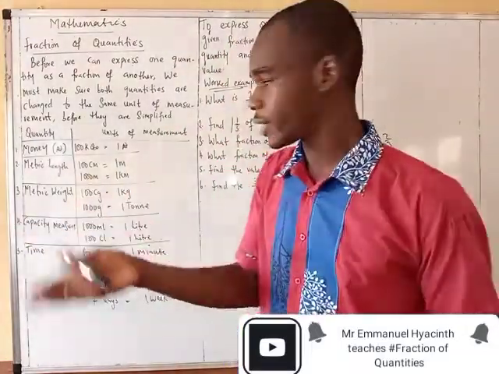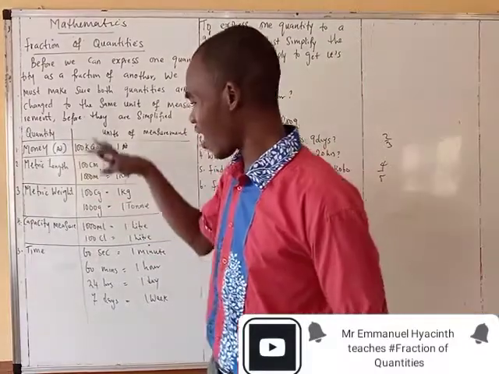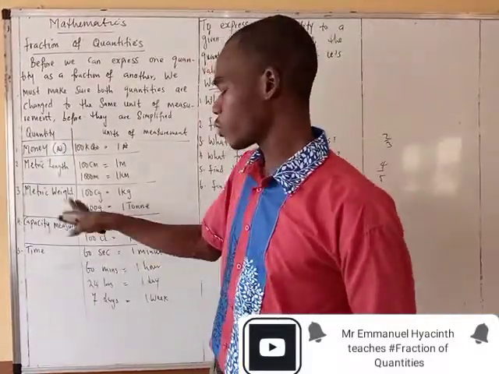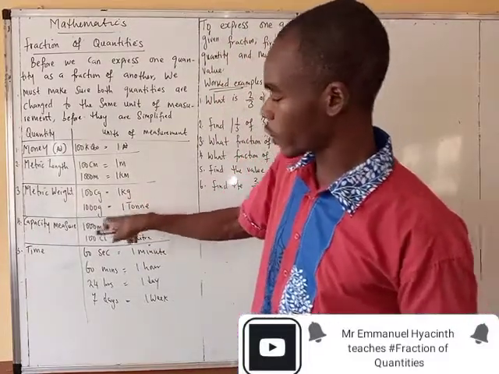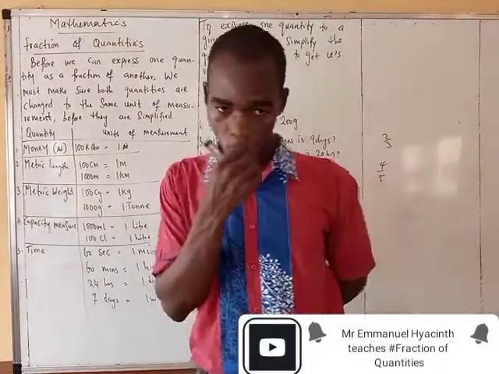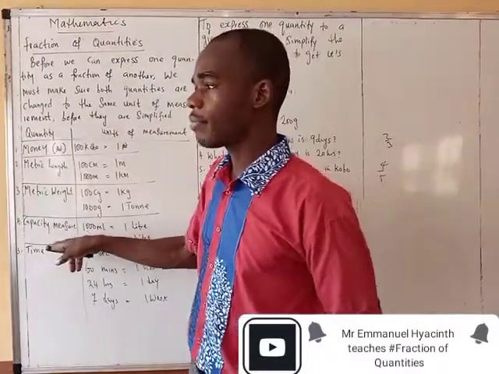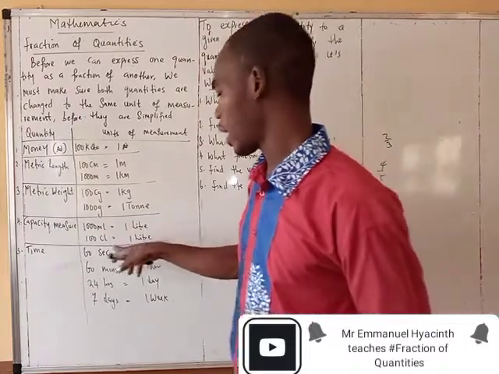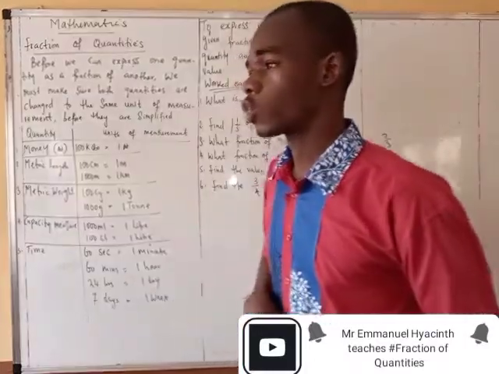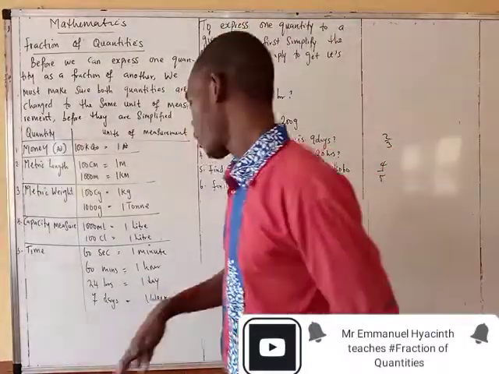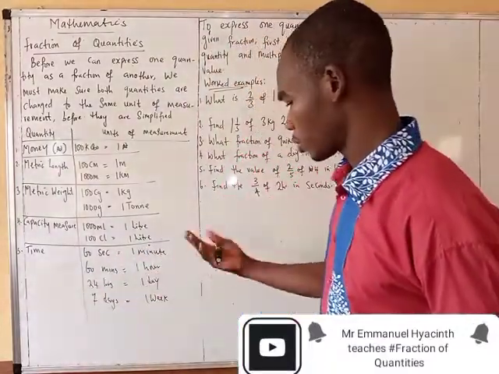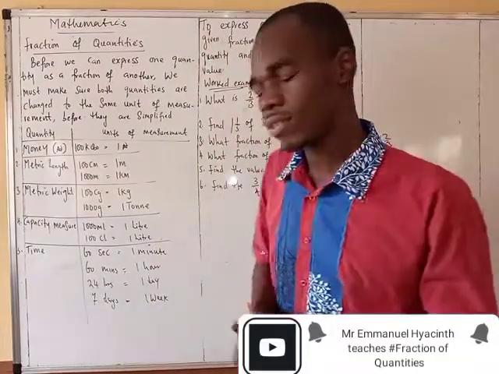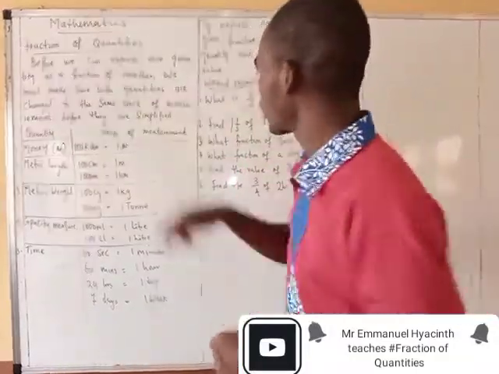Now in our metric weight, of course, we are about rounding up our weight series. You know how voluminous the table was. So we are going to be using 100 centigram make 1 kilogram and 1000 grams make 1 ton. Then the capacity measure: 1000 milliliters make 1 liter and 100 centiliters make 1 liter. Then we have the time: 60 seconds to 1 minute, 60 minutes to 1 hour, 24 hours to 1 day, and 7 days to 1 week. So let's get straight to it.